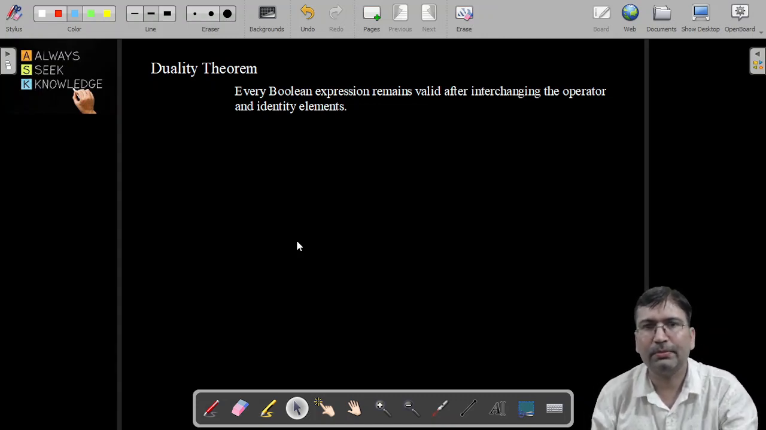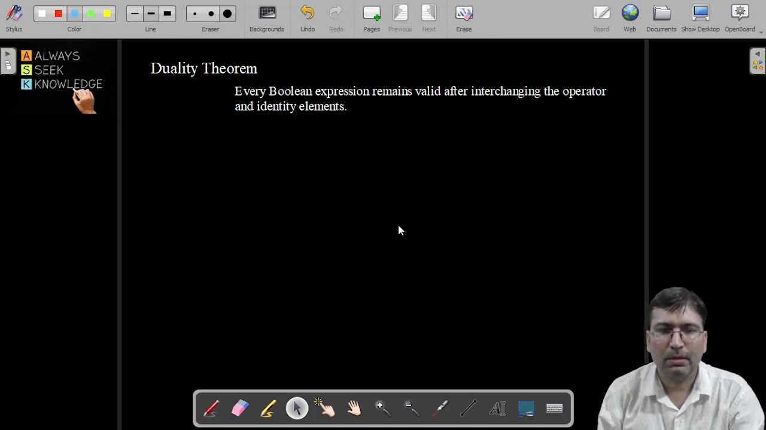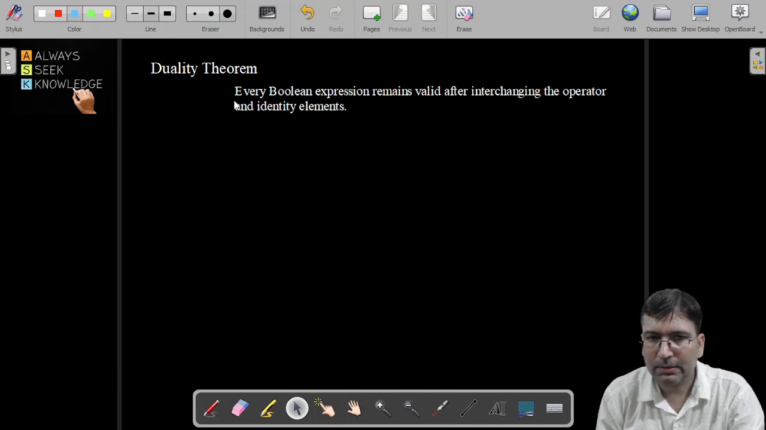In this lecture, I'm going to elaborate one important theorem, that is the duality theorem. So what is this theorem and how is it important? In this lecture we are going to see. As it is described in the books, every Boolean expression remains valid after interchanging the operators and identity elements.